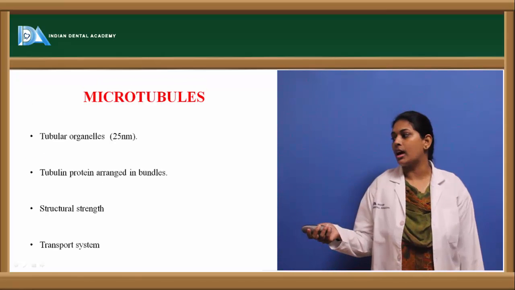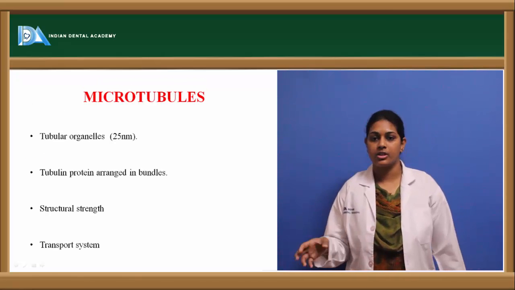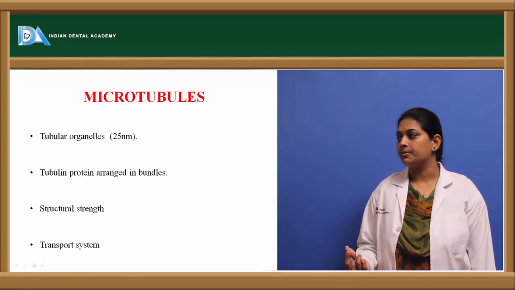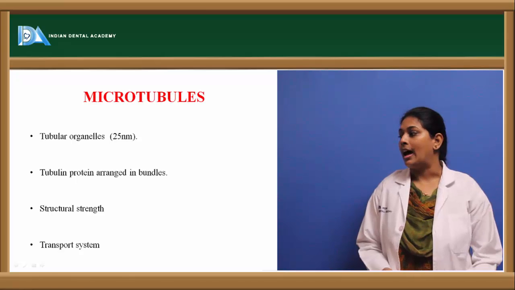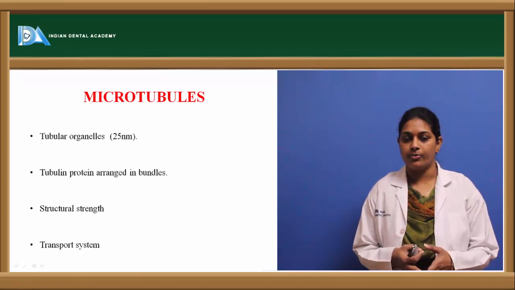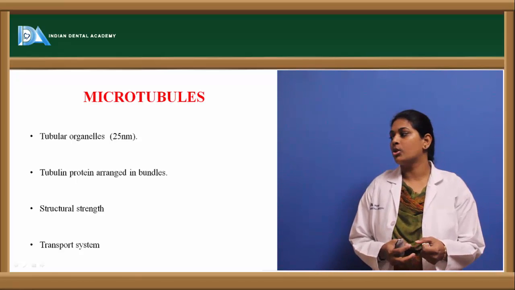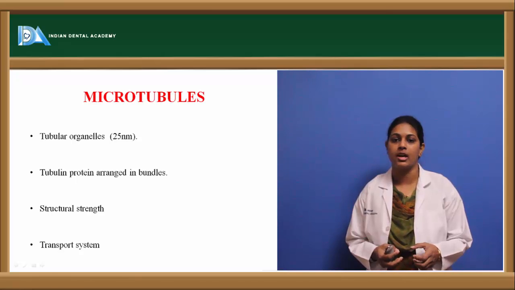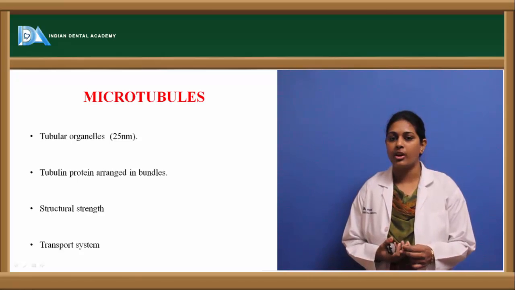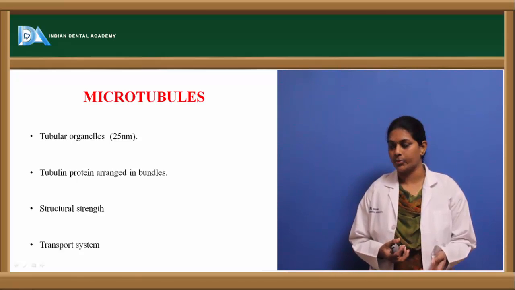So microtubules are known as tubular organelles because of their characteristic physical appearance, and they measure approximately 25 nanometers in diameter. They mainly contain a tubular protein which helps in binding all these tubules into bundles, and so they are termed microtubules. The major function of it is to provide structural strength to the cytoskeleton or the cell.